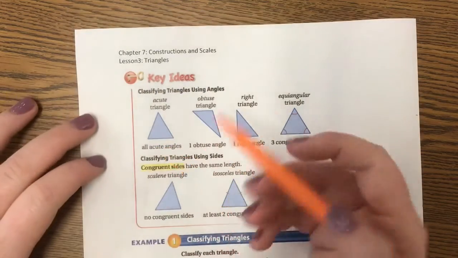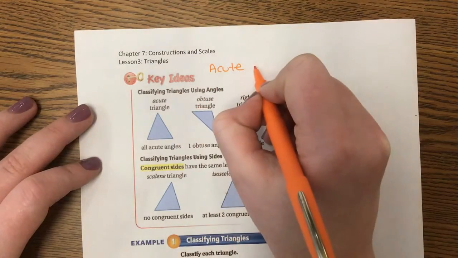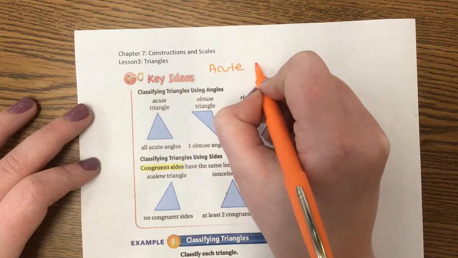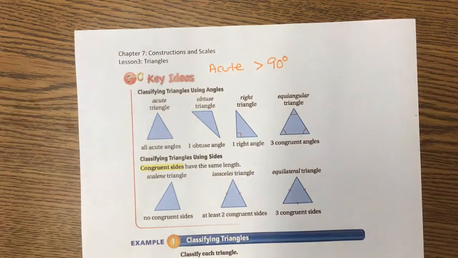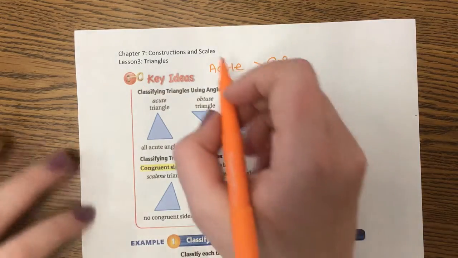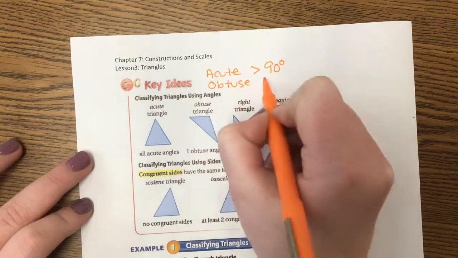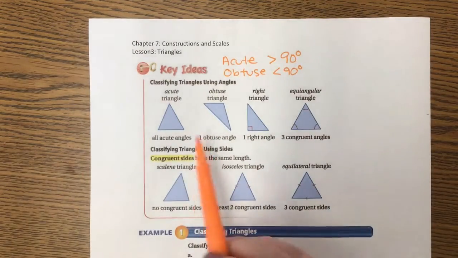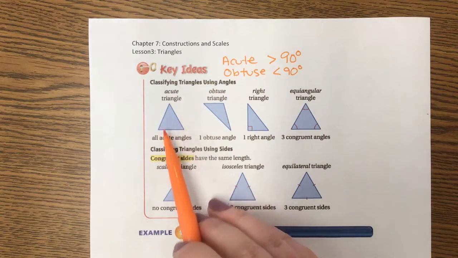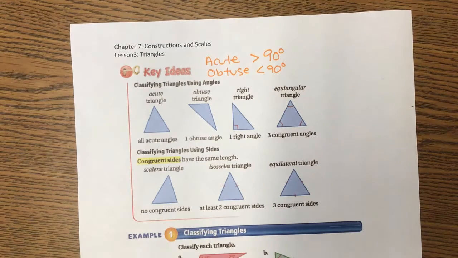And remember that an acute angle is less than 90. So we have less than 90 degrees. So that's an acute angle. And just so we remember, obtuse is greater than 90 degrees. So for a triangle to be acute, every single angle in the triangle has to be less than 90 degrees. So they have to be acute angles.